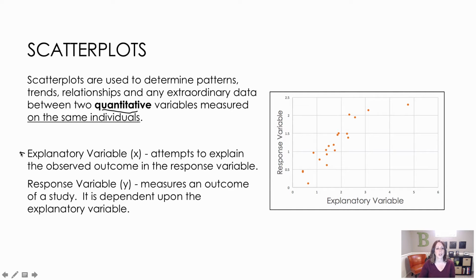The two variables are called the explanatory variable and the response variable. Essentially, we're saying that X can somehow explain what's happening to Y. That doesn't mean it causes Y, but that we can see there is some sort of relationship. The explanatory variable attempts to explain what's happening on the Y-axis. The response variable is what we're measuring to see if whatever changes in X affected Y. So let's take a look at a couple of those together.